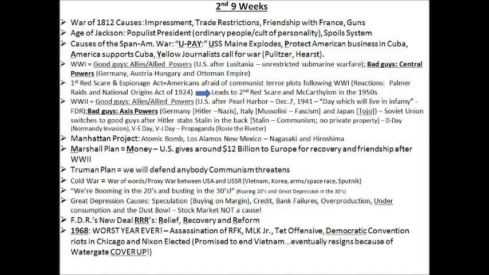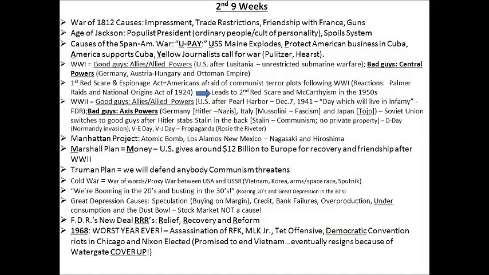The Soviet Union eventually switches to the good guys after Hitler stabs him in the back and invades the Soviet Union. He was on the other side, but he switches sides. Stalin believes in communism.